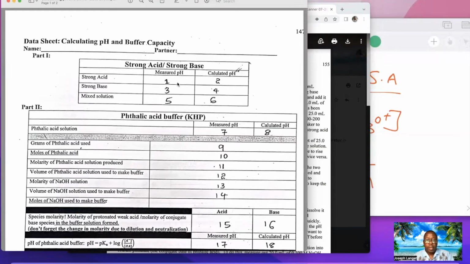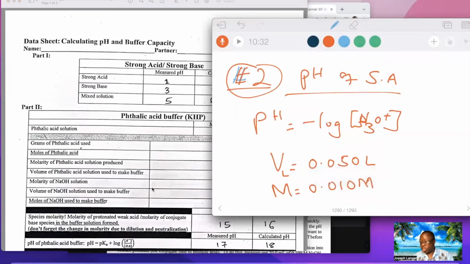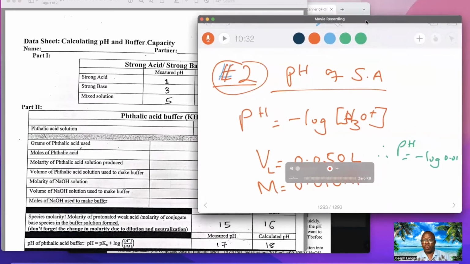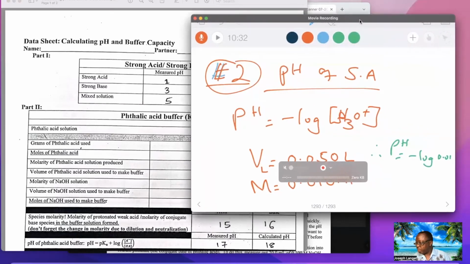These 1, 2, and 3, you are supposed to use the pH meter, but here, number 2, the pH of the strong acid, this is going to be calculated. Therefore, our pH equals negative log of 0.01. That's what you need to remember for number 2. The pH of 0.01. This is the value you need for that.